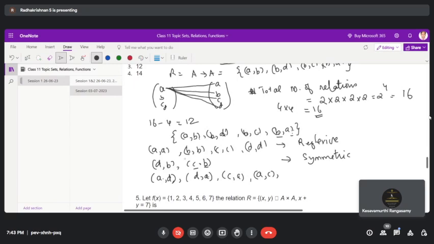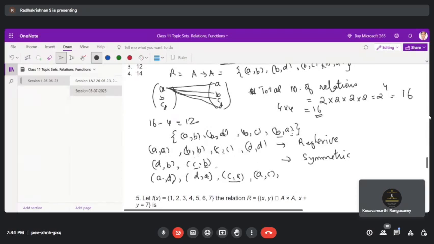AD is also there. Then BA is there. BA, BB, BC, BC is there. BD. BD is also there. Then let's say CA, CB. CA is there, CB is there, CC is there, CD. Okay, I don't see CD.